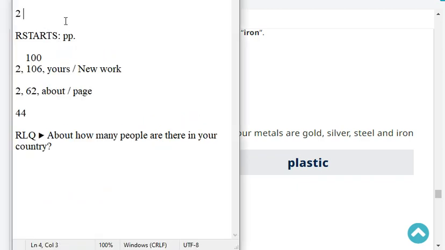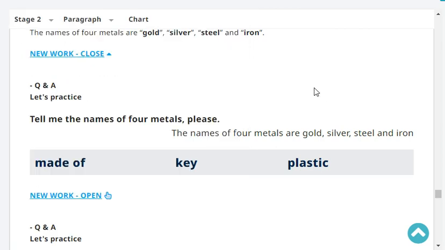Okay, so our reading is also at stage 2, page 62. Okay, start with about page.